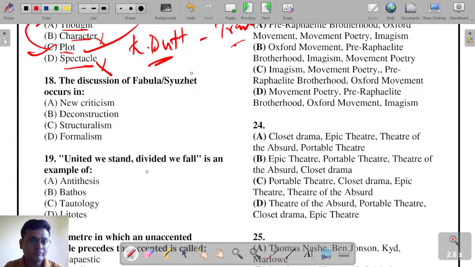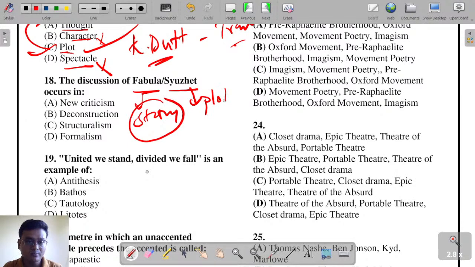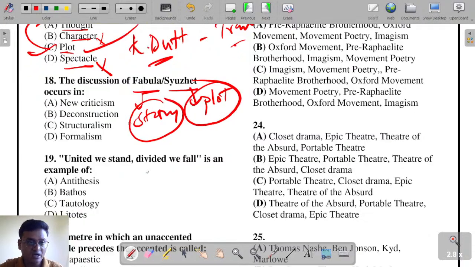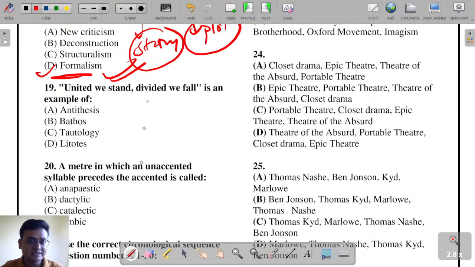The discussion of fabula and sjuzhet: fabula is the story, whereas the plot is the sjuzhet. Fabula and sjuzhet occur in new criticism, deconstruction, structuralism, or formalism. These concepts occur in formalism, so formalism is the right answer. United we stand, divided we fall is an example of antithesis, bathos, tautology, or litotes. It is antithesis.